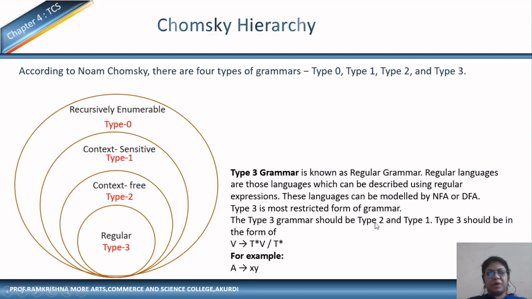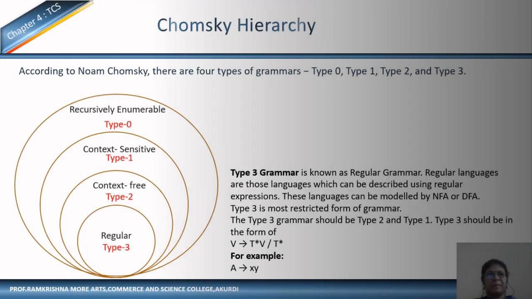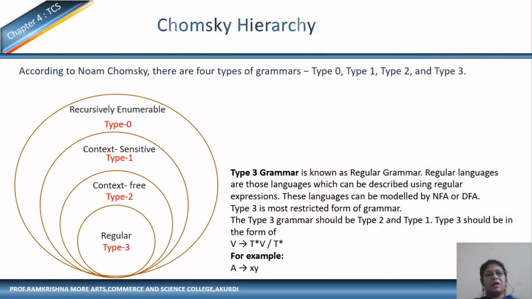Type 3 grammar should be of type 2 and type 1, and type 3 should be of the form V gives T into V or T star, meaning a combination of T and V or T star. A simple example is A gives XY. As type 3 grammar should be of type 2 and type 1, all the rules of type 1 and type 2 must be followed by type 3 grammar. So these are the Chomsky hierarchy and all 4 types of grammar, from which we are going to see context free grammar.